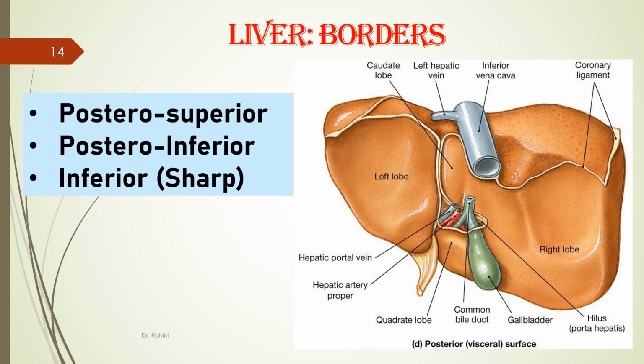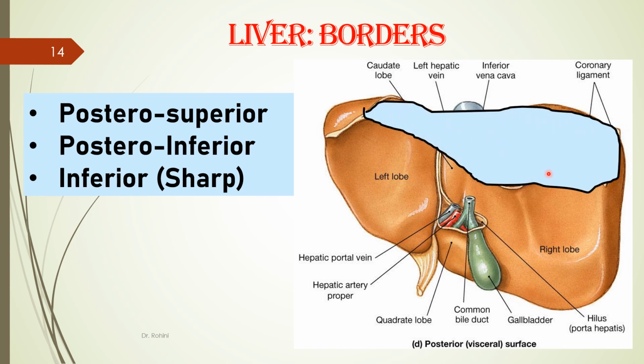So theoretically we have three borders: postero-superior, postero-inferior and the sharp inferior border. The postero-superior border is actually ill-defined and separates the posterior surface from the superior surface. The postero-inferior border will be below the posterior surface, which separates the posterior surface from the inferior surface. So this is the inferior surface, this whole is the posterior surface. But again, these two borders are not well defined. The only definable border here is the inferior border.